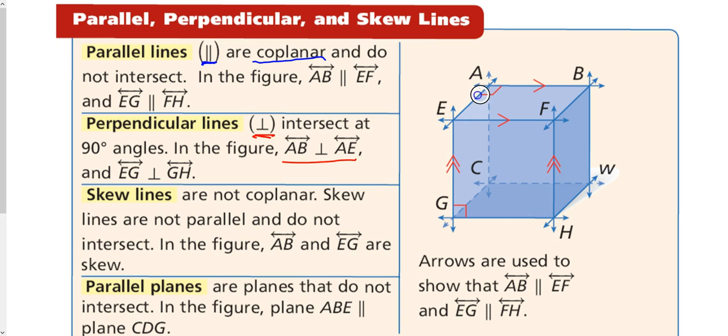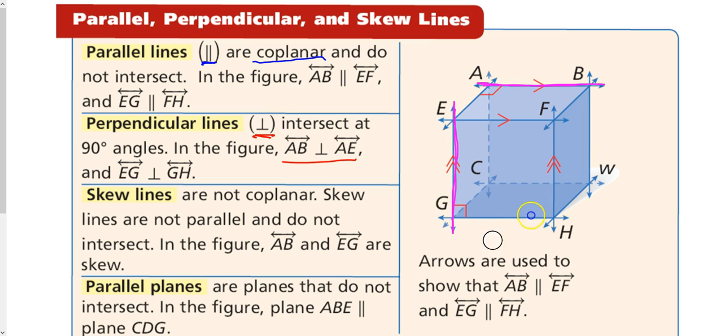Skew is a term that is most likely new to you. Skew means that they are not coplanar. In other words, they lie in different planes and they're not parallel. So AB, this top back line here, and EG would be skew because they're definitely not parallel, and they would also never intersect because AB runs behind EG. So that's what skew means.